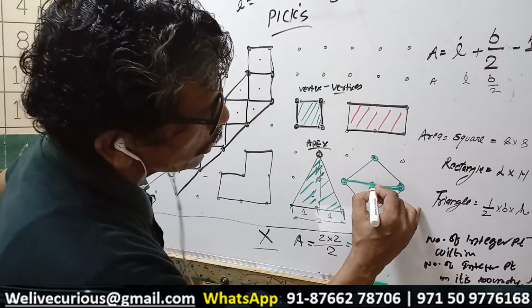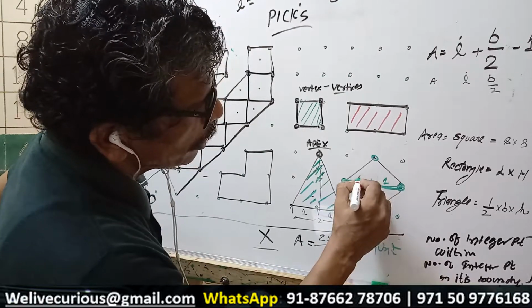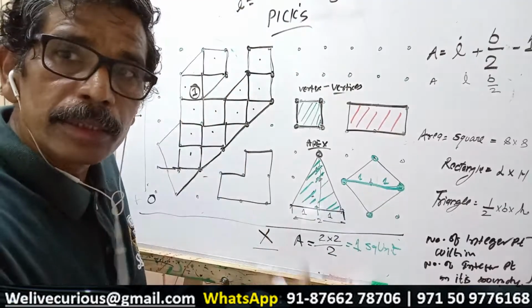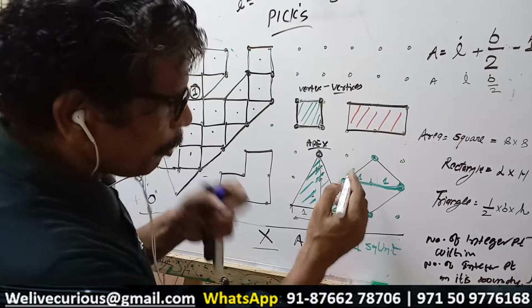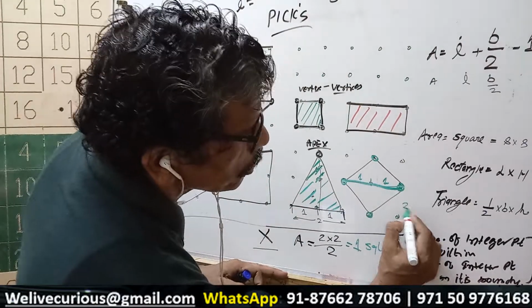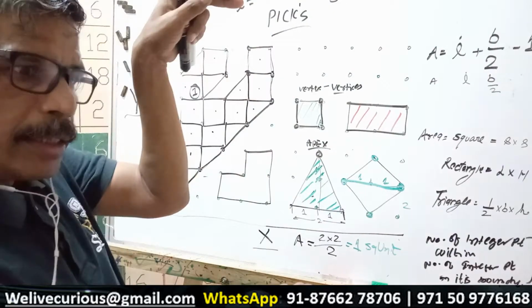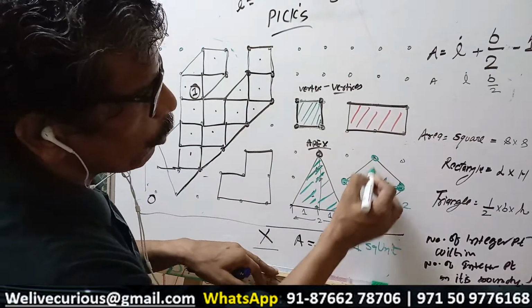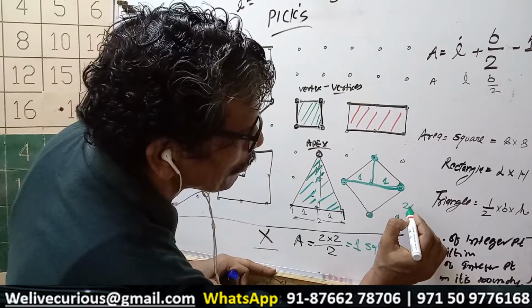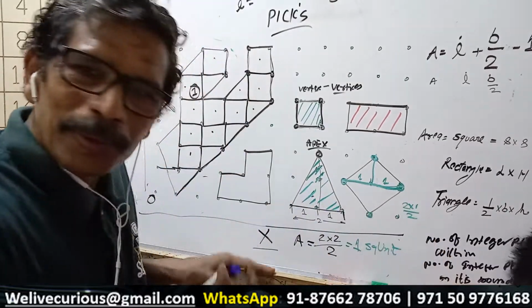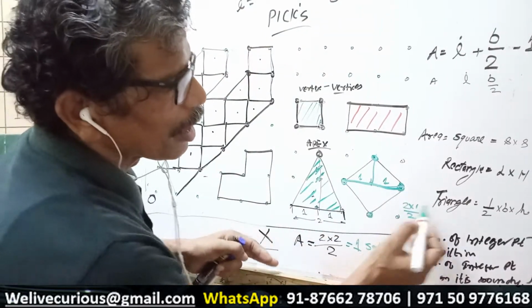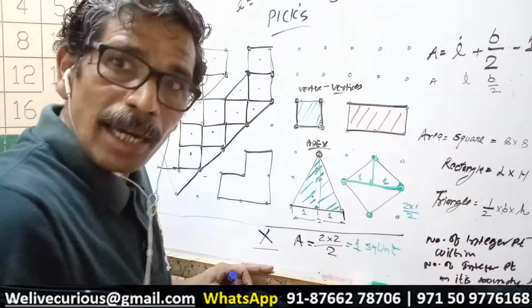It is 1 and 1, right? 2 units. So the base is 2. What is the height of this triangle? 1. Multiply 1 divided by 2, right? 2 divided by 2. Half of base multiply height.